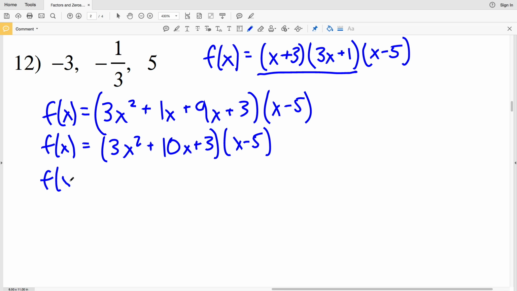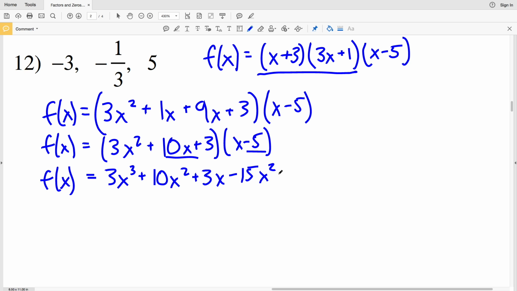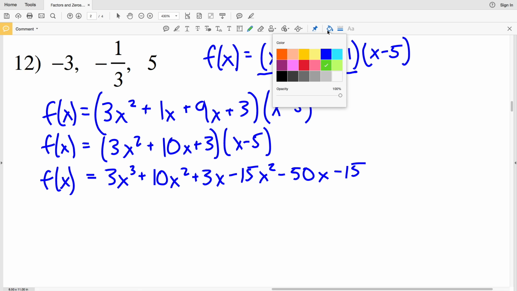So now I'll multiply x to 3x squared, 10x, and 3. So I'll have 3x cubed plus 10x squared plus 3x. And next, I'll multiply negative 5 to each of those. So negative 5 times 3x squared is subtracting 15x squared. Negative 5 times 10x will be subtracting 50x. And then negative 5 times 3 will be subtracting 15. So now I'll combine my like terms and simplify.